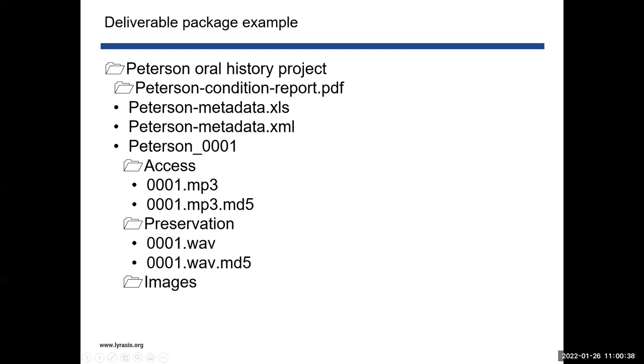So this can look like a big old folder, not huge. A lot of these files are small, but if you get a deliverable from a vendor, you might expect to see a few different folders in that deliverable package where there's an oral history project in there, you'll have a condition report, and then access files that are labeled uniquely and a checksum for those access files. We're not going to go into that today, but I wanted to just show an example of what a deliverable package can look like.